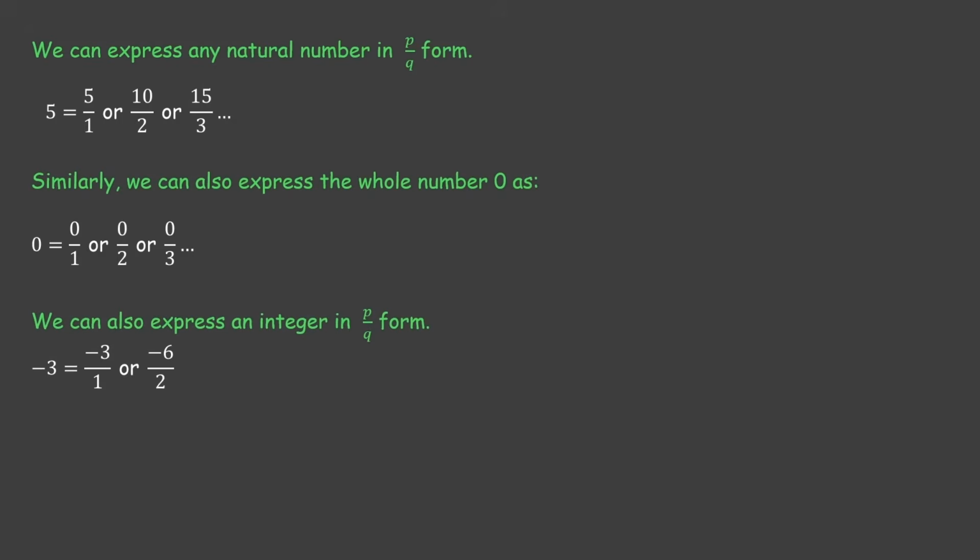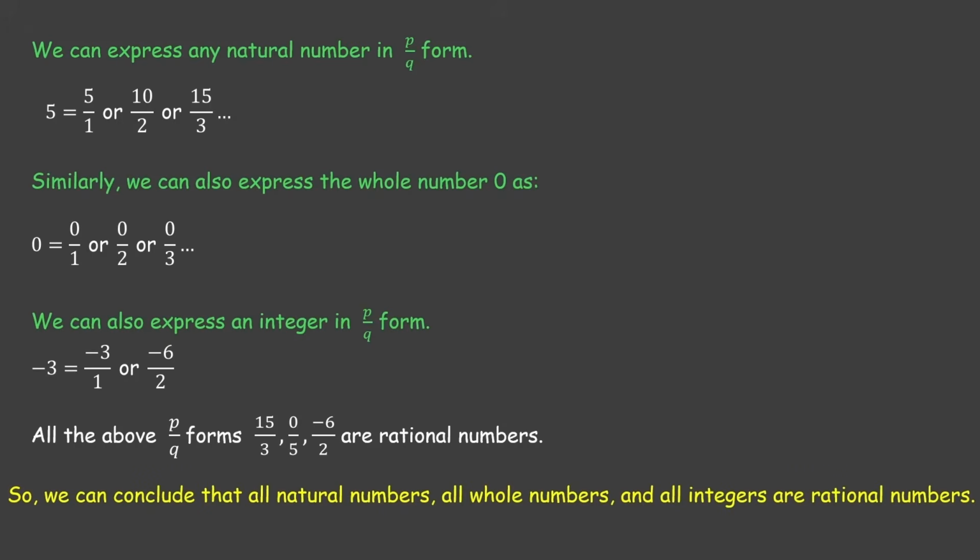We can also express an integer in P by Q form. For example, minus 3 can be written as minus 3 by 1, minus 6 by 2. So what we conclude over here is that all the above P by Q forms are all rational numbers. So we see that all natural numbers, all whole numbers, and all integers are rational numbers.